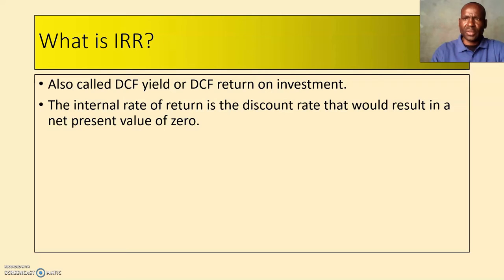Now, what is the internal rate of return? In simple terms, I would say the internal rate of return is the discount rate where the net present value is equal to 0. So if you use a particular discount rate to discount a project, and when you calculate the net present value, you find that that net present value is equal to 0, then it means that the discount rate that you've used is the internal rate of return, or is equal to the internal rate of return.